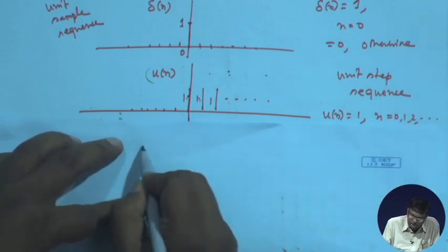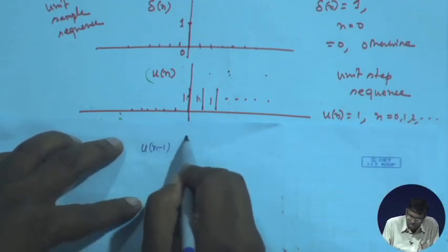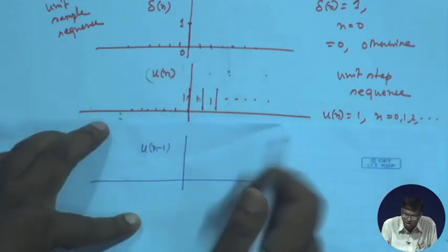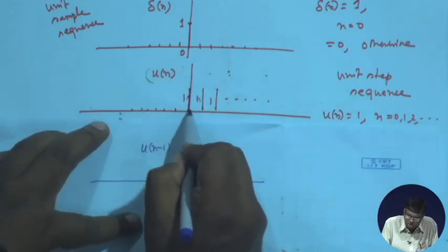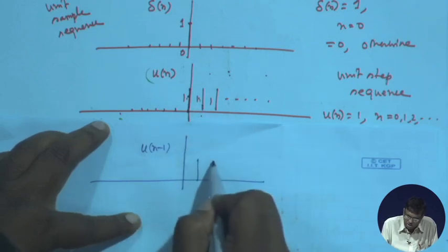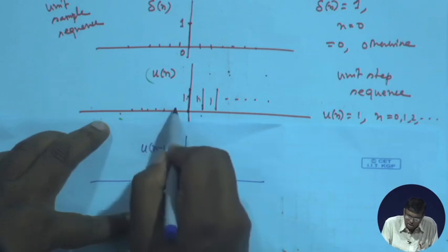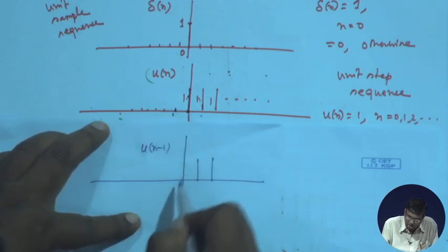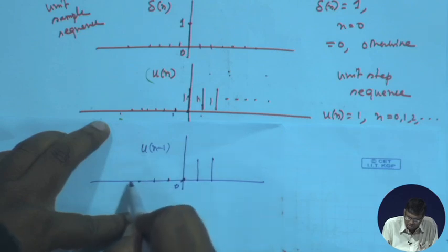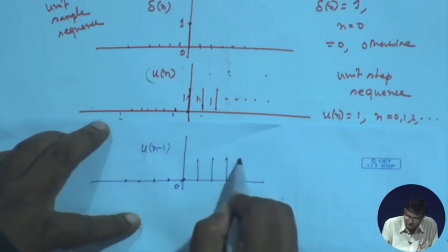And what is u[n minus 1]? This is nothing but this sequence shifted to the right by 1. So, earlier this 1 was occurring at 0, this will occur at 1. The next one was occurring at 1, this will occur at 2. This 0 was occurring at minus 1, this will move here. So, this will be 0. Then all others are zeros, and the 1s will continue.